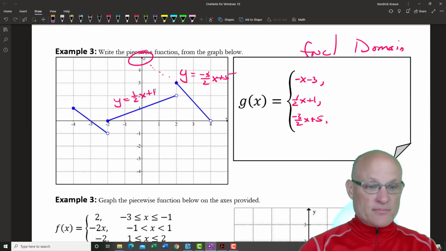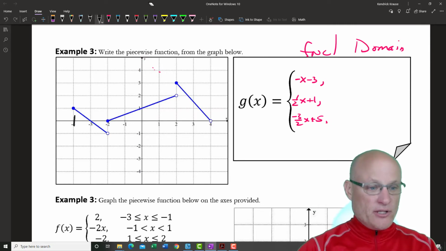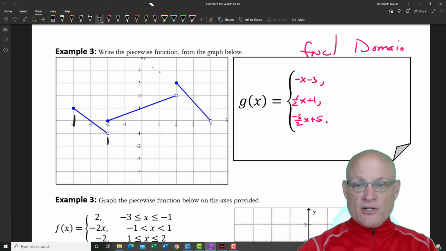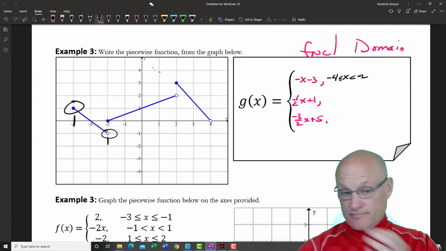So let me erase this. I'm going to erase all this so I can clean it out here for you. We have clear delineation points. This one starts here and ends here. So this is -4 less than x less than -2. Oop, got a closed circle, got to put an equal to. Got an open circle here, so we're going to leave it.